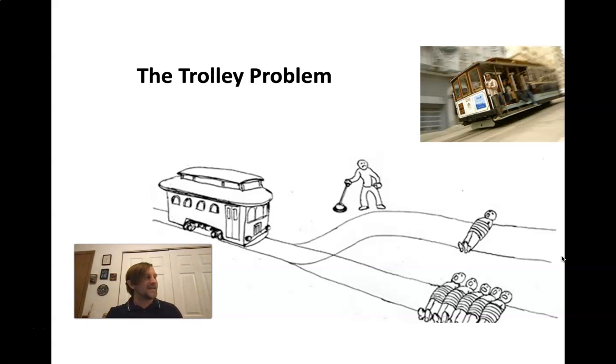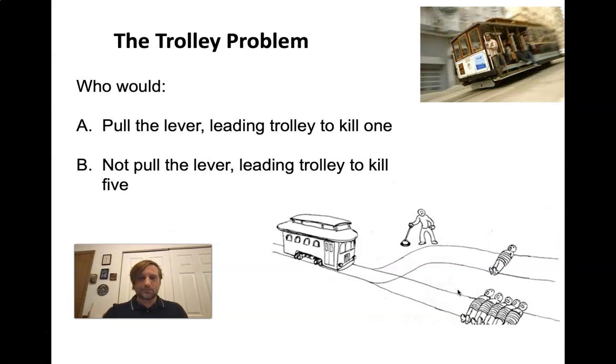So when I ask this question in a poll, usually you get around 95% or so that will pull the lever to change the track, killing the one person but saving the five. Very, very few people decide not to do anything.